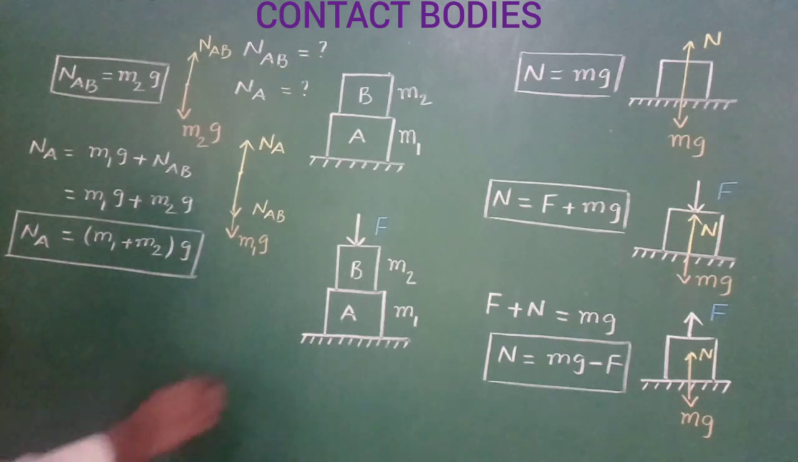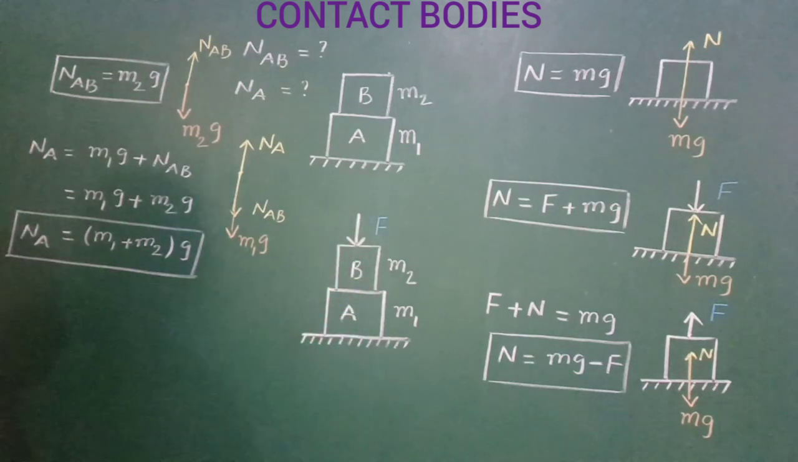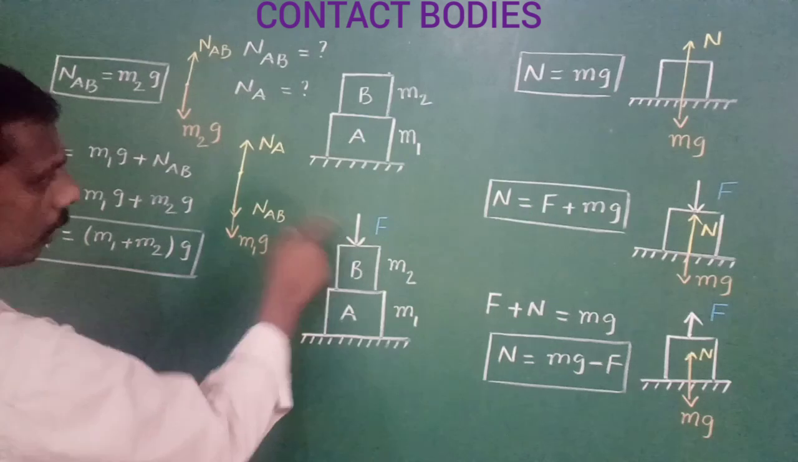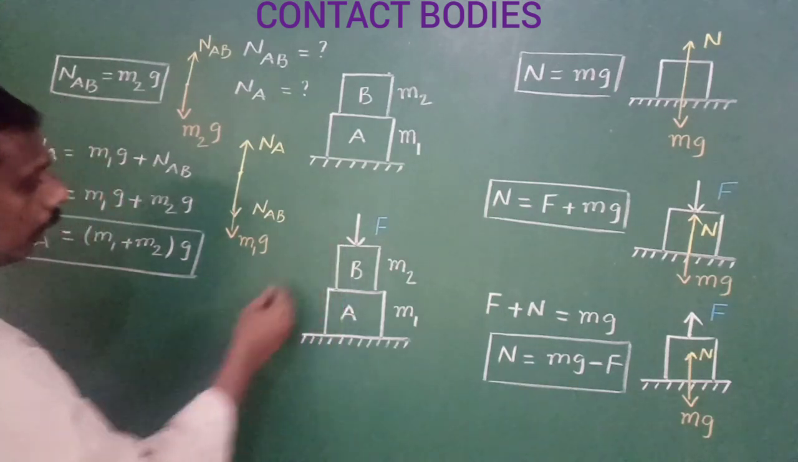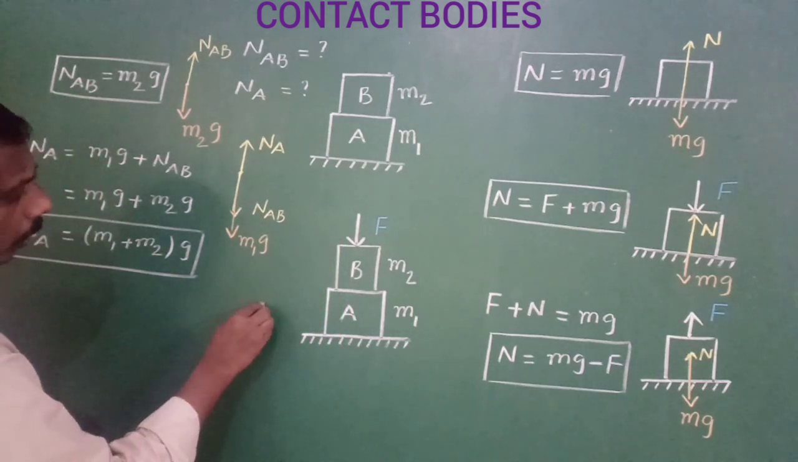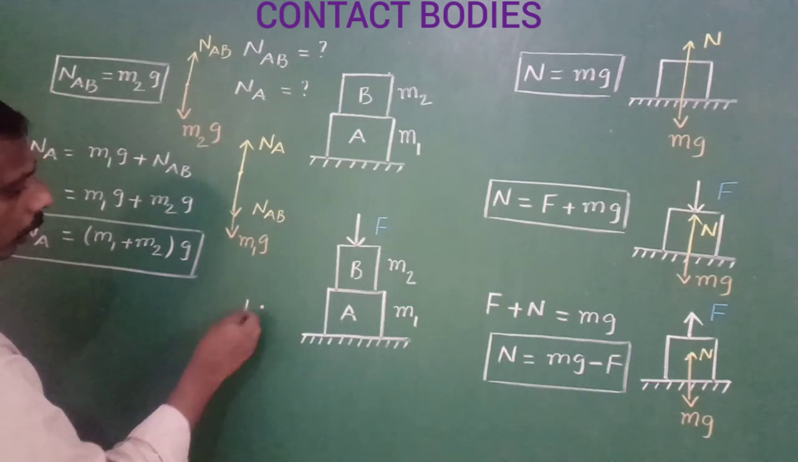Next. In this problem, block B is pushed with a force in downward direction. In addition to this, weight of the block B is acting in downward direction and normal reaction acting on the block B in upward direction. So, in this case, draw free body diagram for block B.